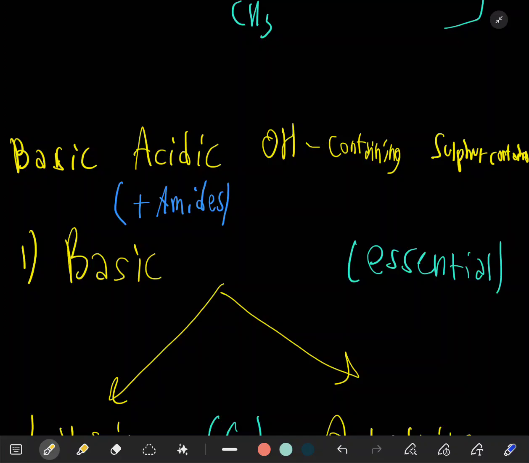The essential OH containing is threonine, and the non-essential one is serine. And how to remember GAS, because GAS was all non-essential, so S is serine, OH containing. And the third one is tyrosine, which also contains an OH group, and it is also non-essential, and the only essential one is threonine. But if we remove the OH, then it becomes the essential amino acid, phenylalanine, which is the essential amino acid. So that comes in our ring, which is studied downwards.